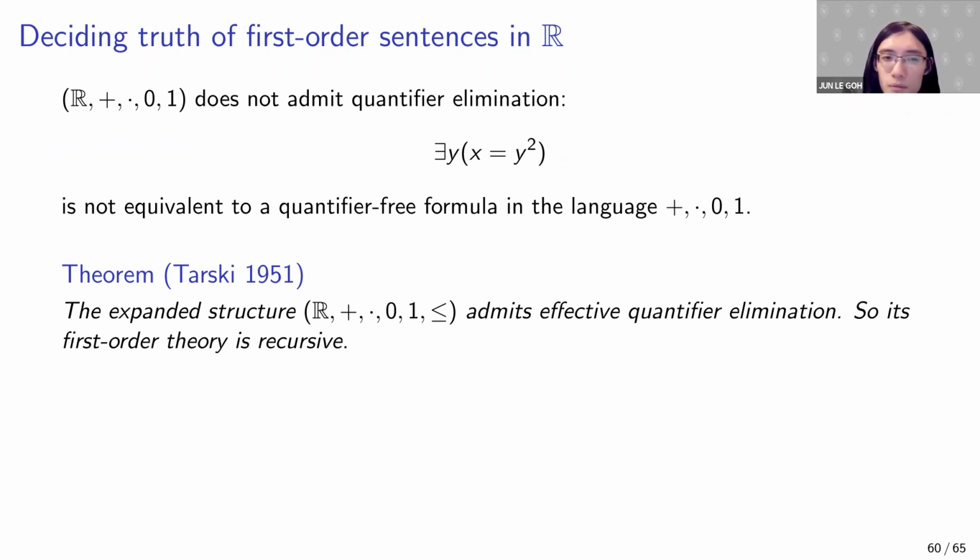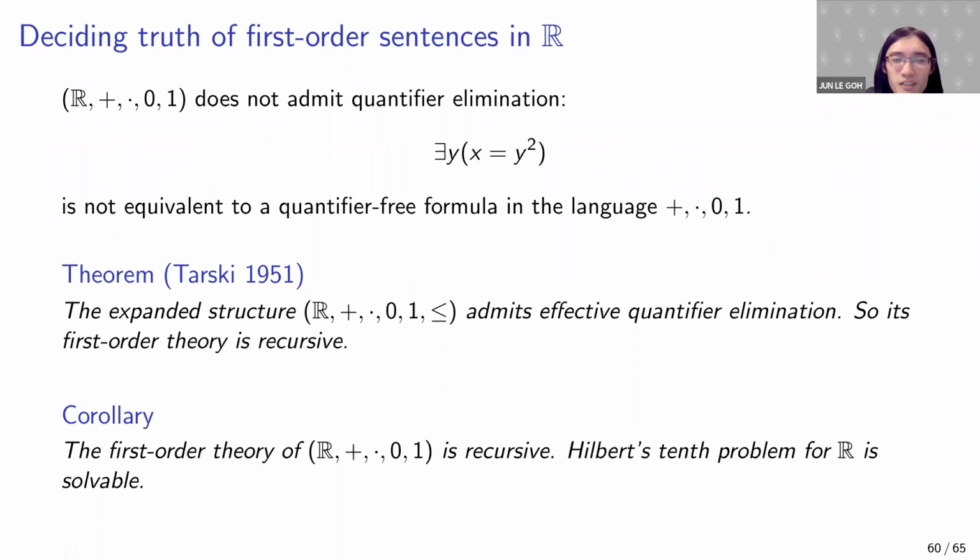Now that we know that the first order theory is recursive, we can forget the ordering again, and we get the corollary that the first order theory of our original structure is recursive. And therefore, in particular, Hilbert's 10th problem for the real numbers is solvable. So if I give you a Diophantine equation with integer coefficients and ask you if there's a solution in the real numbers, there is some algorithm to do it.